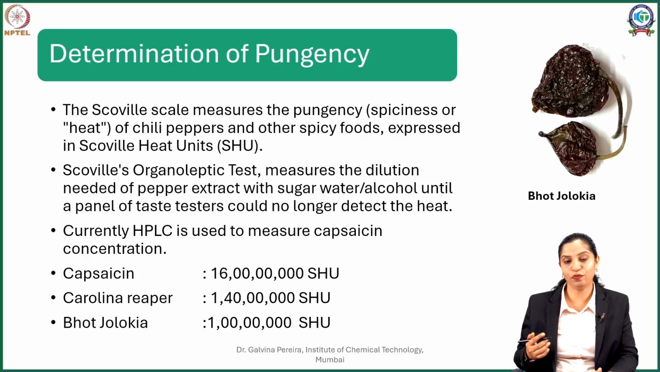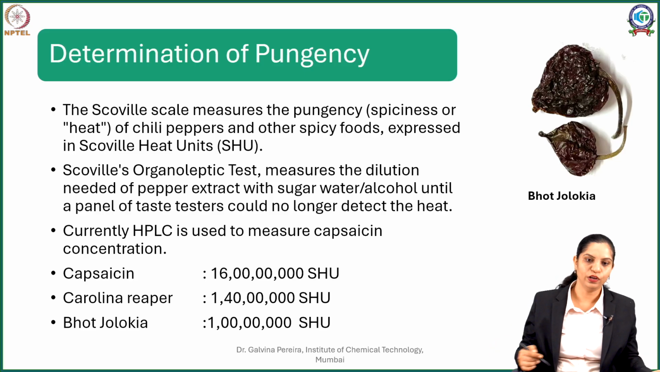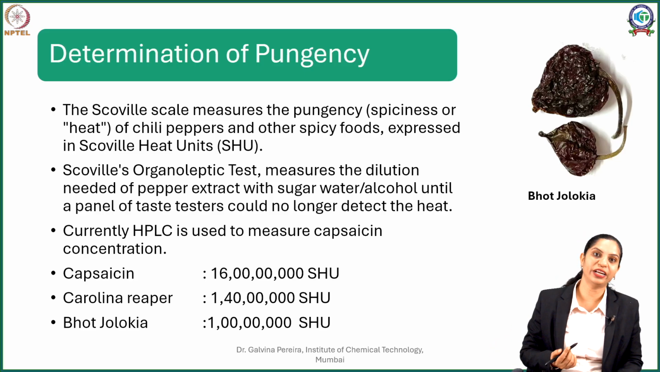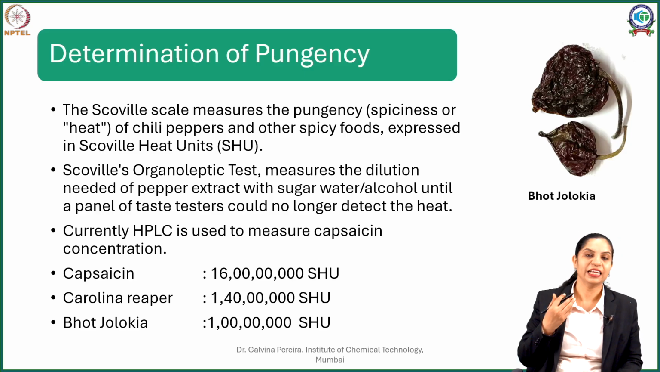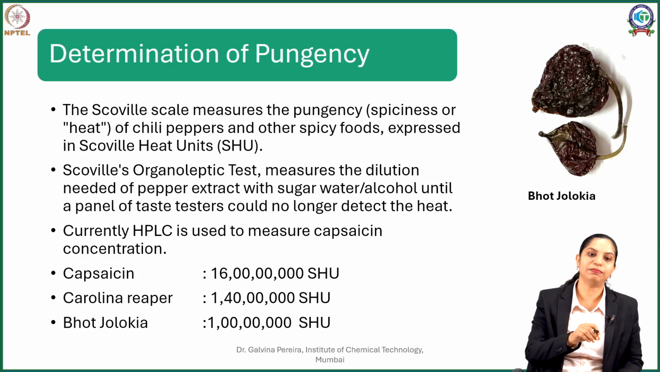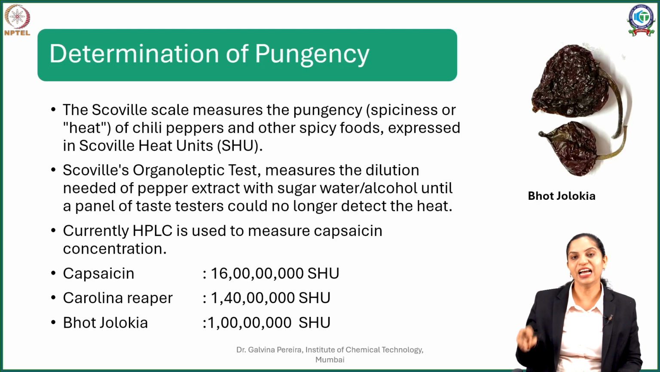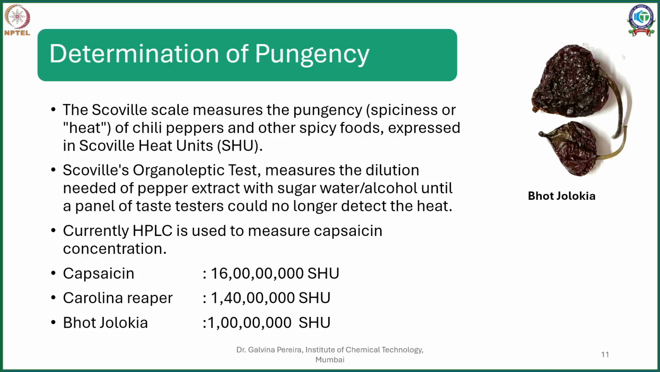Now if you want to quantify it, the earlier method was to use a panelist of 5. So if 5 people tell you at this dilution I am not able to detect the heat or spiciness, that was what SHU was. But in modern days, methods such as HPLC are now available. We know capsaicin is 16 crore SHU. Then I quantify my chili's content, how much capsaicin it contains. So if my chili contains, say 5% capsaicin, I multiply that and get my SHU units directly. The pungency is now calculated based on your SHU.